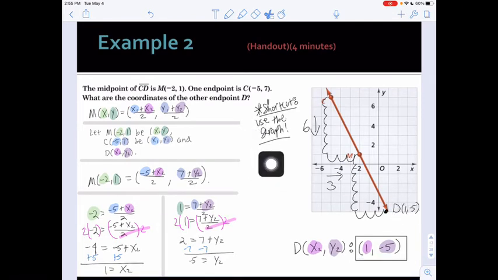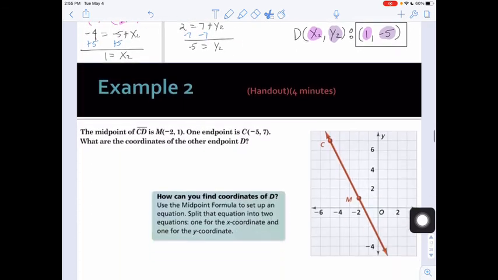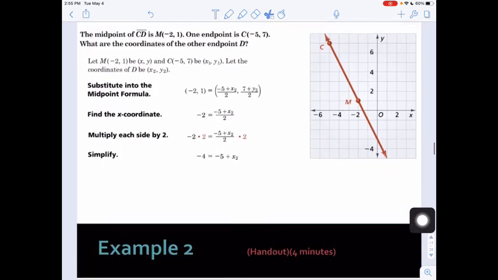There is actually a shortcut we can use on the graph. We can count how far away C is from M, which was 6 down and 3 to the right, and if we duplicate that, 6 down and 3 to the right, we will end up at D, which was (1, -5). So we could actually get that same answer just by using the graph without doing any of this work. The work for this problem is written out on the next few slides.